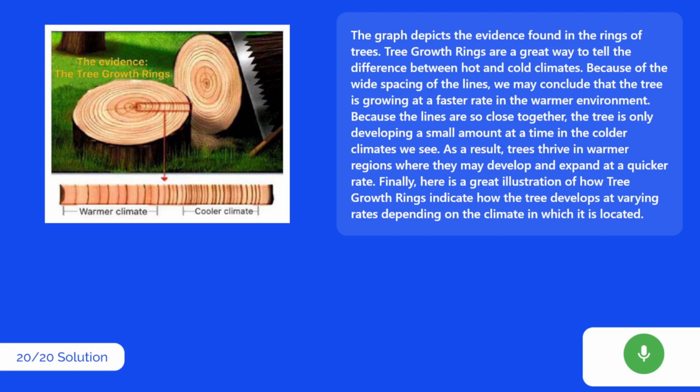As a result, trees thrive in warmer regions where they may develop and expand at a quicker rate. Finally, here is a great illustration of how tree growth rings indicate how the tree develops at varying rates depending on the climate in which it is located.